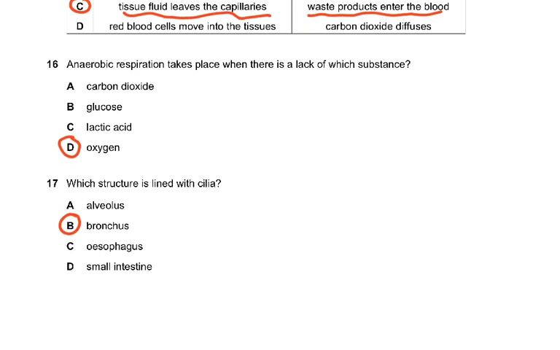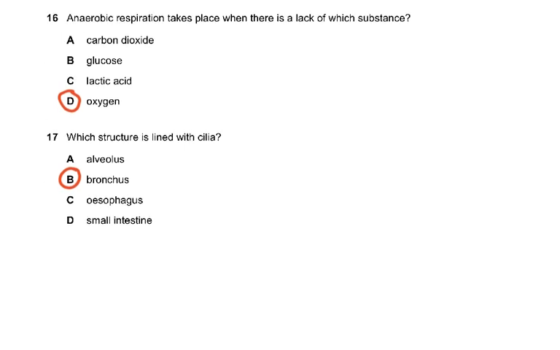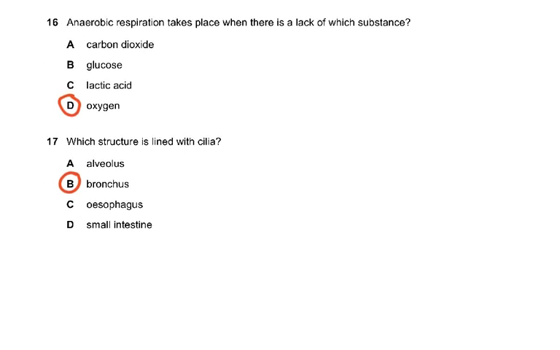Then coming on to 16. As you come on to question 16, anaerobic respiration takes place when there is a lack of which substance? Well, why anaerobic? I mean, everybody knows there's a lack of oxygen, anaerobic. Then 17, which structure is lined with cilia? Now, this was again one of the questions which students got wrong. So, that's again a mark with a star. This is mentioned in the exam report.